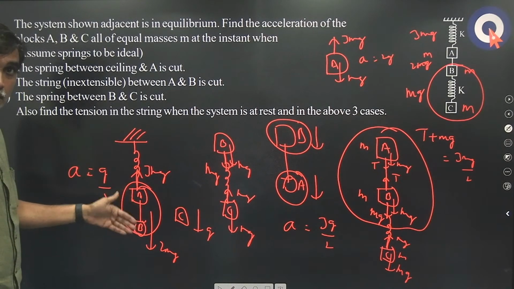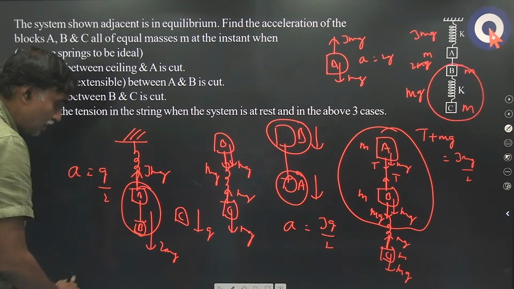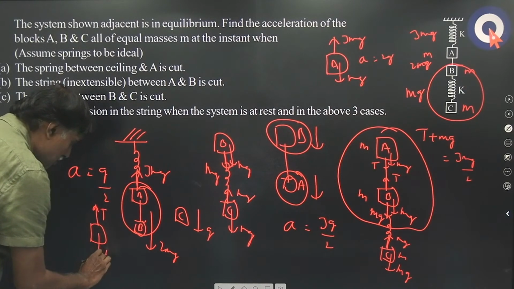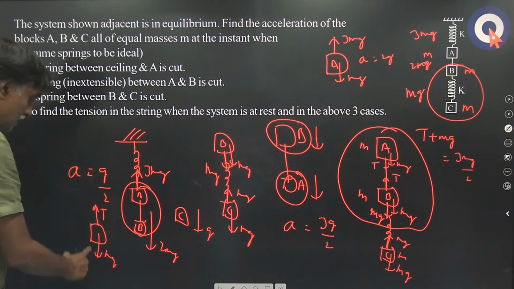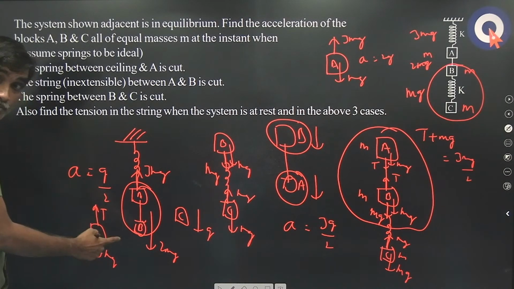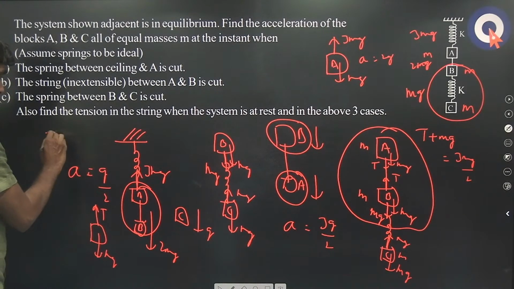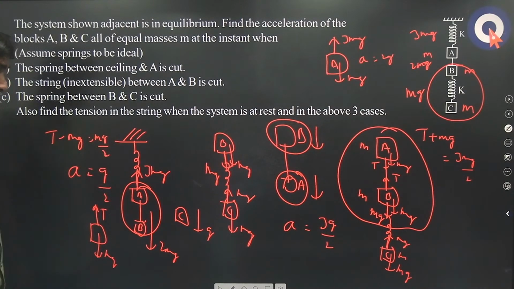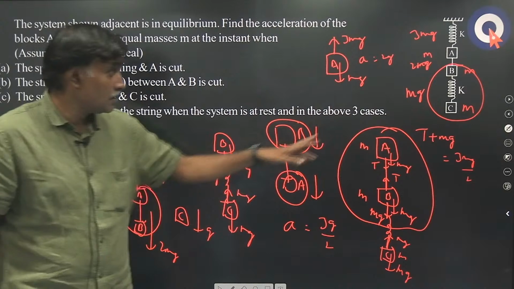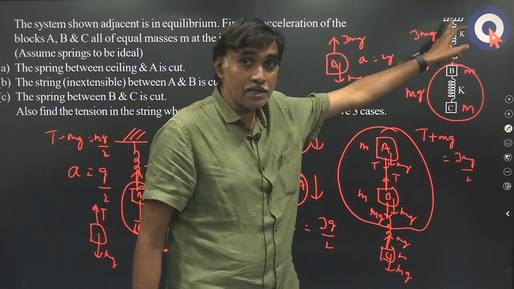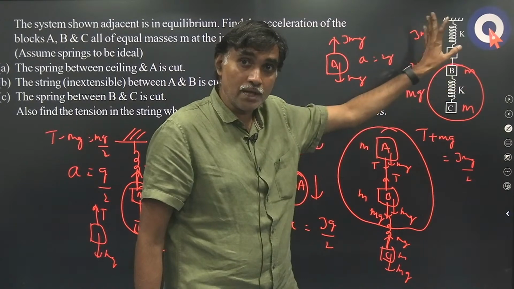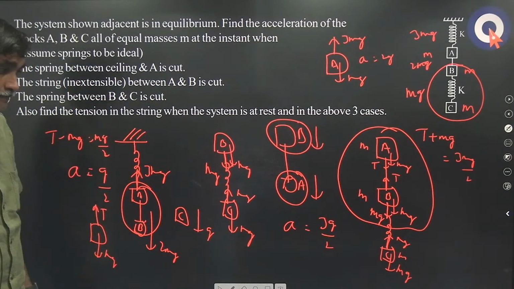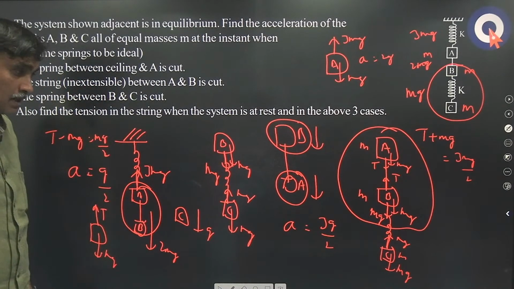Now, how do you find the tension in this string? Now, you write the equation individually for any one block. So, if I take block B, what are the forces acting? Tension upwards, mg downwards. And what is its acceleration? G by 2 upwards. So, what is the equation we will write? T minus mg equals m into g by 2. So, what is T? 3 mg by 2. What is the tension in this string in the third case? 3 mg by 2. And the acceleration of these two blocks is g by 2 upwards, they are moving together, and the acceleration of the freely falling block is g downwards. Okay. Any doubt?